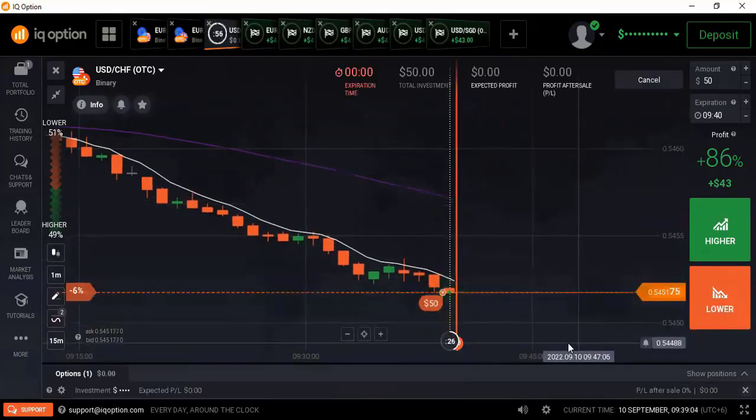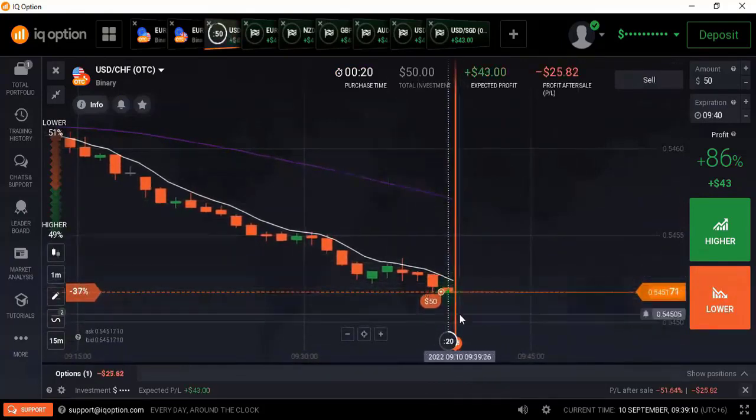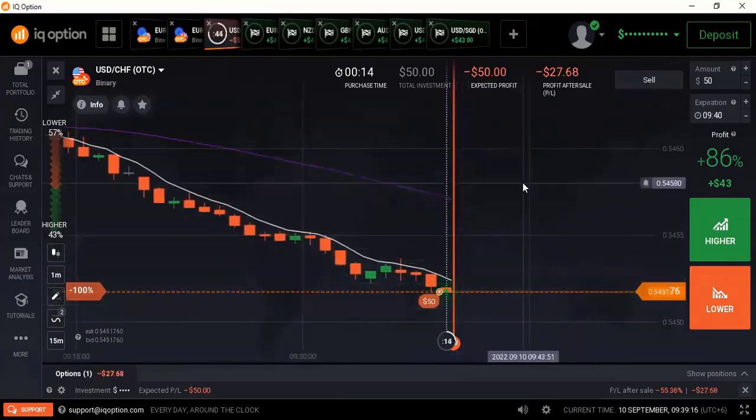Okay, I can place my trade here to the downward direction. So it already broke this support level. That's why I placed my trade here to the downward direction. So I think the market will give us here another bearish candlestick. So let's see what will happen here.